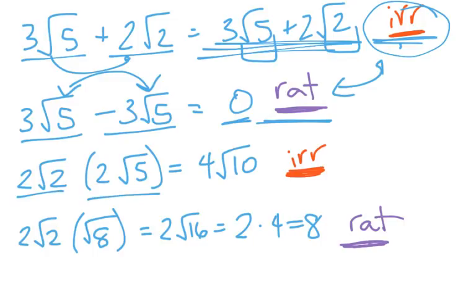Let's look at multiplication. 2√2 times 2√5, you multiply the coefficients to get 4, and the radicands, since the indices are the same, to get √10. √10 is irrational, so this is an irrational value. However, let's try this one.